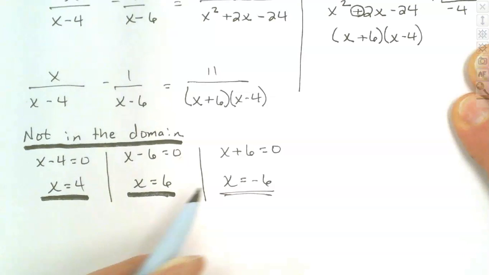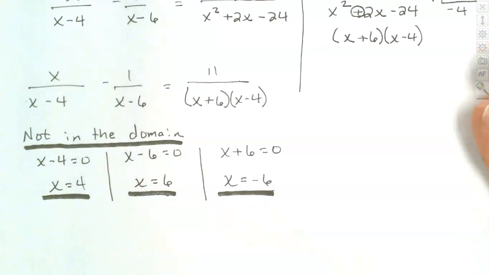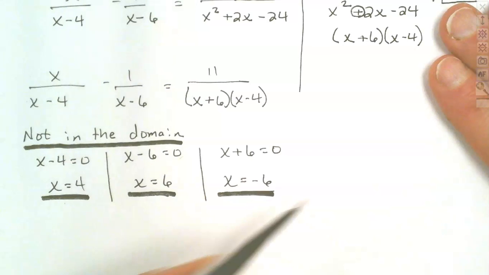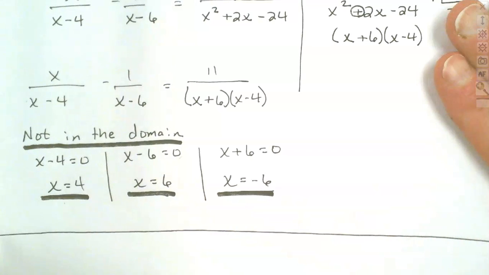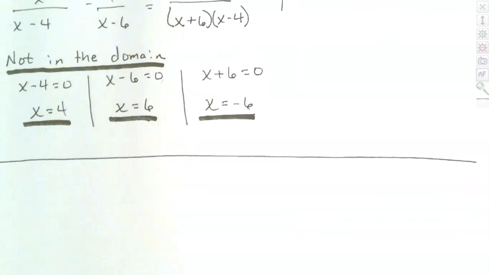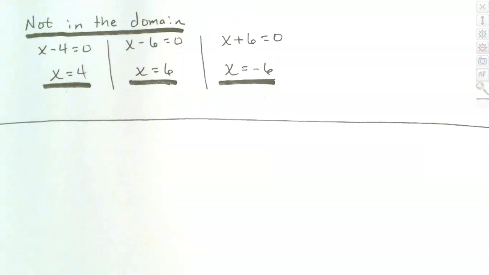These cannot possibly be solutions. And what would they be? They would be 4, 6, and negative 6. Those are your numbers that are not in the domain. We're not solving that one because it only asks you to find the numbers that are not in the domain, numbers that cannot possibly be solutions.